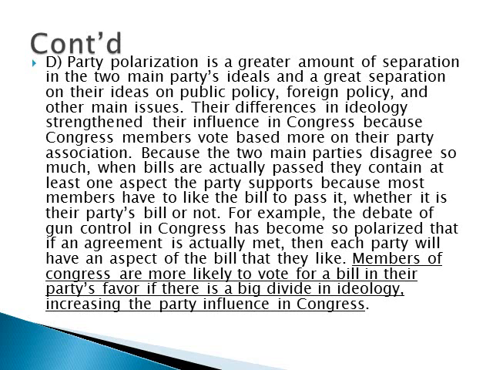Because the two main parties disagree so much, when bills are actually passed, they contain at least one aspect the party supports because most members have to like the bill to pass it, whether it is their party's bill or not. For example, the debate of gun control in Congress has become so polarized that if an agreement is actually met, then each party will have an aspect of the bill that they like. Members of Congress are more likely to vote for a bill in their party's favor if there is a big divide in ideology, increasing the party influence in Congress.